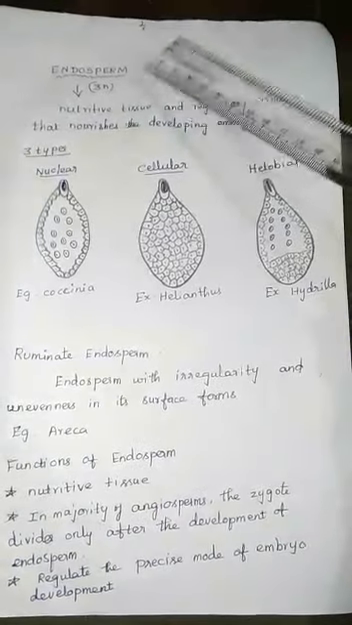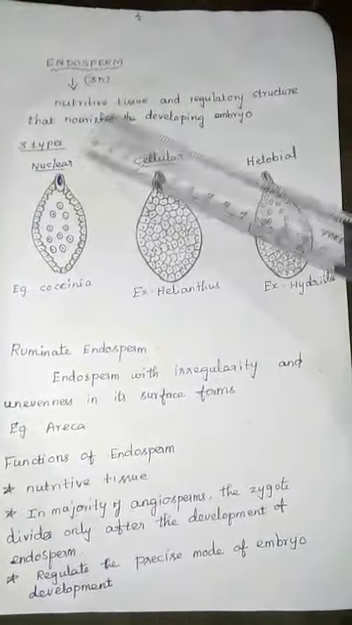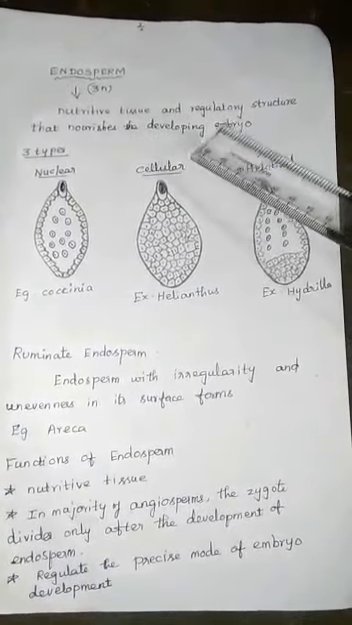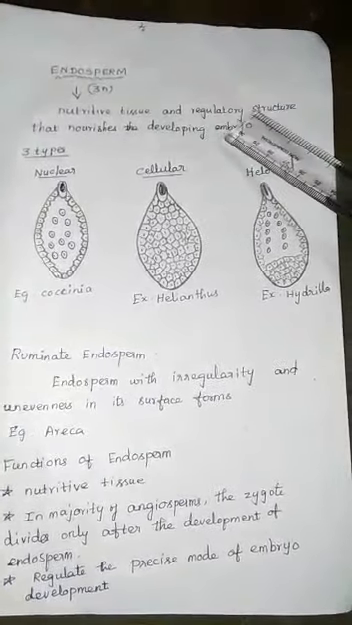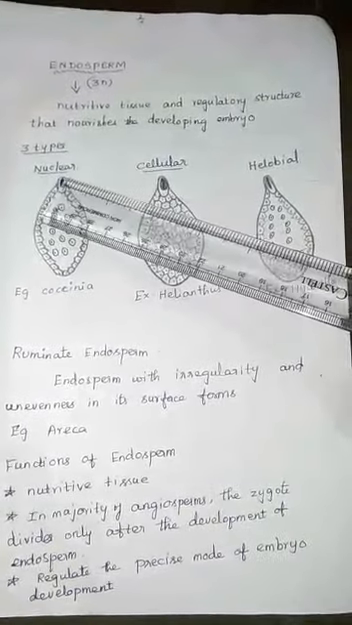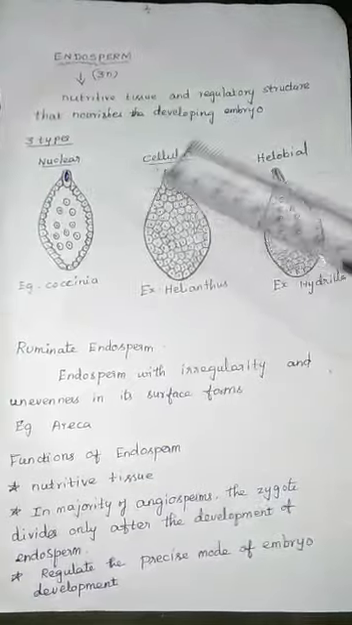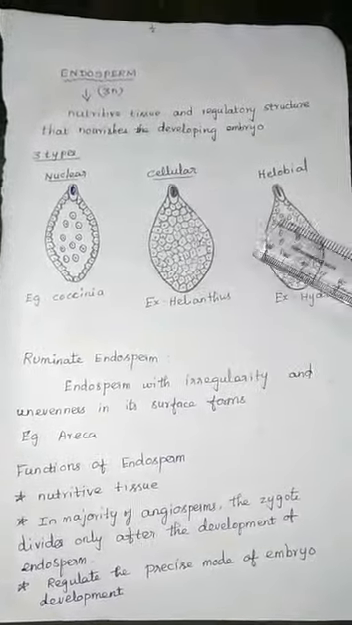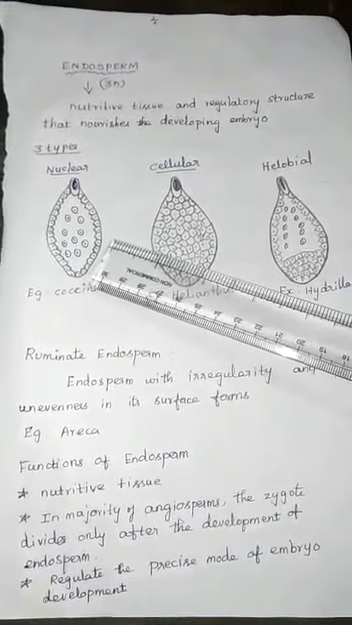So endosperm is in triploid condition. It is a nutritive tissue that nourishes the developing embryo. It's a result of the triple fusion. Here there are three types of endosperm: nuclear endosperm, cellular endosperm, helobial endosperm. Nuclear, cellular, helobial.